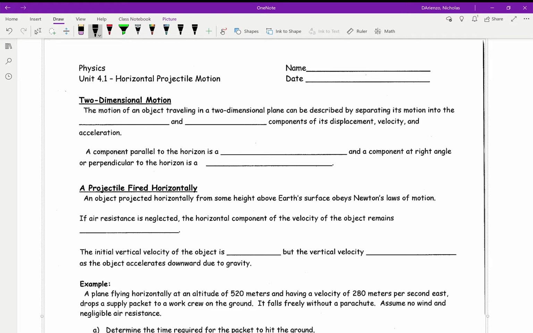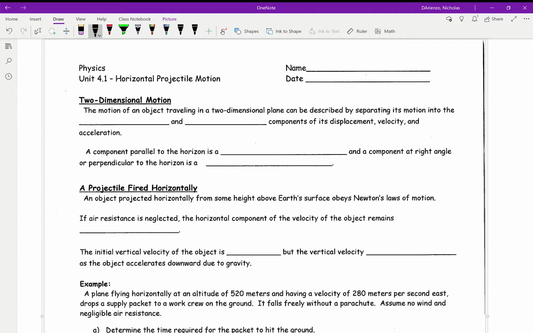Hey everyone. So this new unit here is all about two-dimensional motion and trajectories. And really what we're going to be looking at are two different types of projectile motion. We're going to start today with horizontal projectile motion. And this is going to tie in your knowledge of vectors, motion of objects, and kinematics into one topic.